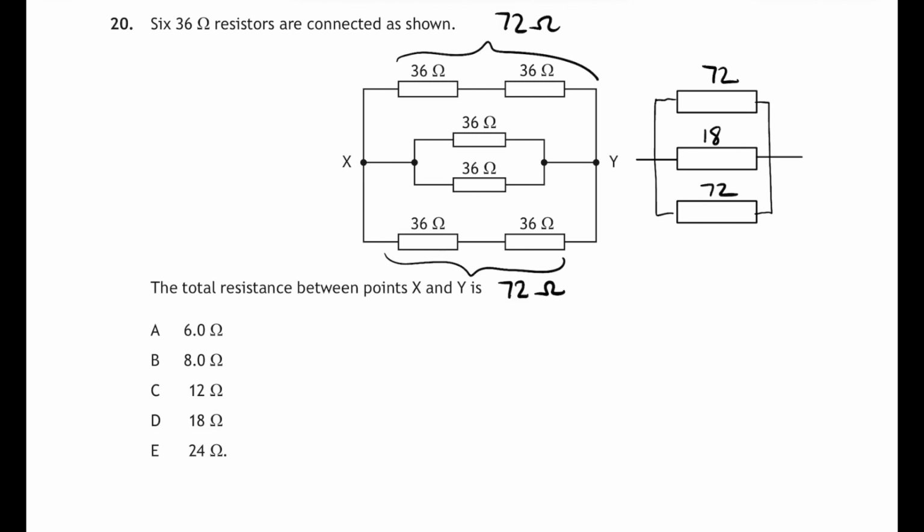And then we just have to use our resistors in parallel relationship and do 1 over 72 plus 1 over 18 plus 1 over 72, and that will give you 1 over the total resistance. And then if you flip that upside down, you get the total resistance is equal to 12 ohms. That's National 5, adding resistors in parallel.